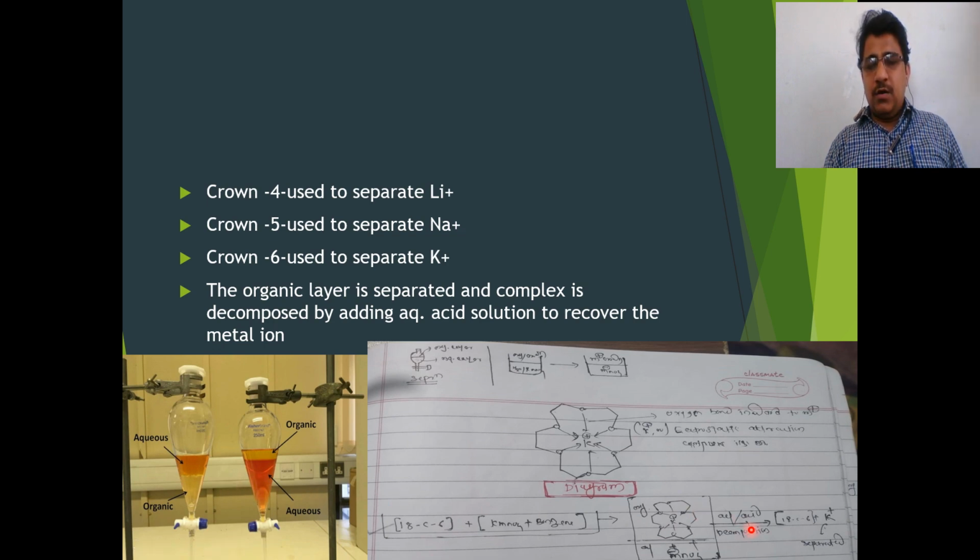Now we separate the aqueous part and the organic part. Take out the organic layer in a beaker. This organic layer contains K+ and the crown ether. Now separate this in another beaker and add it to the aqueous acid. Decomposition takes place, and the crown ether is separated. The 18 crown 6 and the K+ ion will be separated like this.